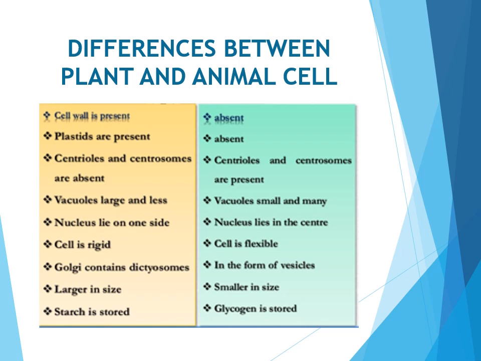So I'm using the term usually because there are so many exceptions to these. Vacuoles are large and less in the plant cells, and vacuoles are small and many in the animal cell. Usually, nucleus lies on one side in the plant cell and usually it is in the central position in the animal cells. So these are the few differences between the plant and animal cell.